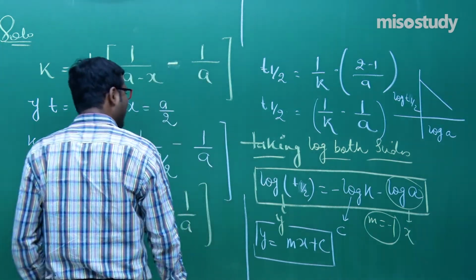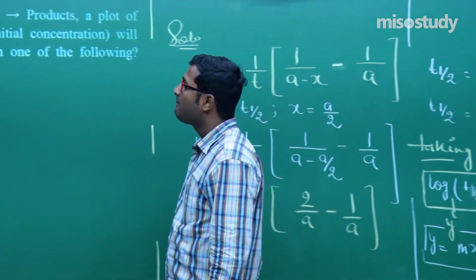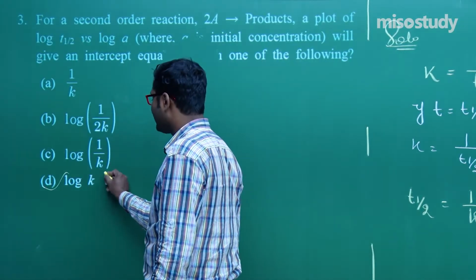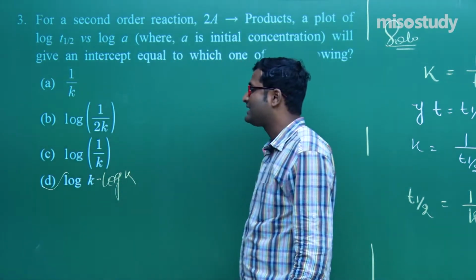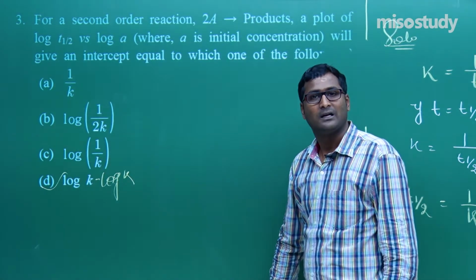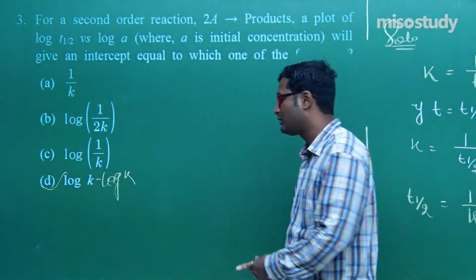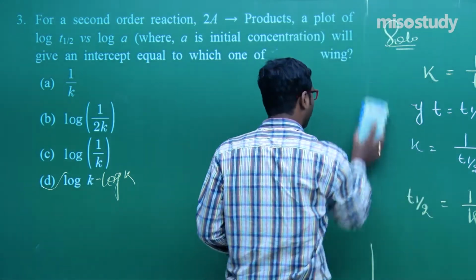So what is the intercept? Minus log k. If I talk about the magnitude, then this is the answer, and if I talk about the exact figure, it is not log k, it is better to represent minus log k. Clear? This is the detailed solution for question number 3. Now I am going to rub this part and we will discuss a few more questions. Wait for a moment, friend.